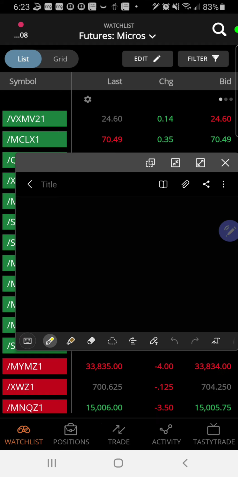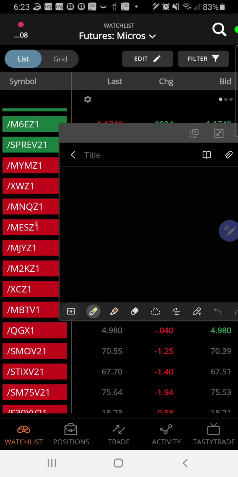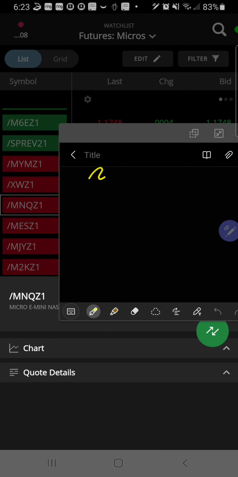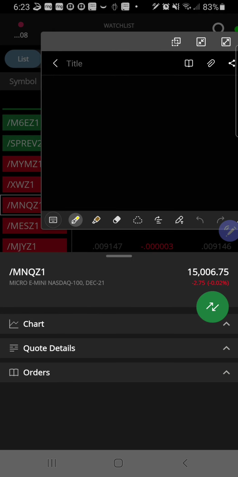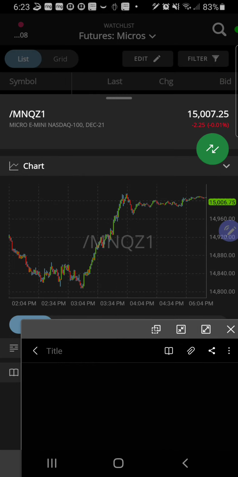What I really wanted to go over is that, okay, let's just choose a symbol here from these micros. Let's just choose the micro E-mini NASDAQ futures. So the MNQ, that stands for the micro E-mini NASDAQ. The Z is for December. The 1 is for 2021. Your broker may have 21 up there after that Z. So let's just choose this symbol.